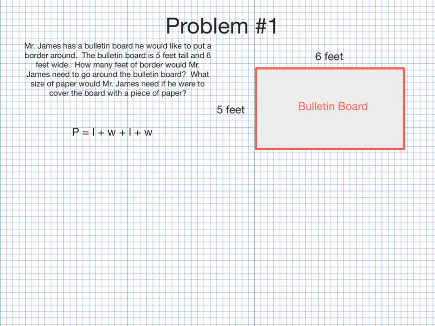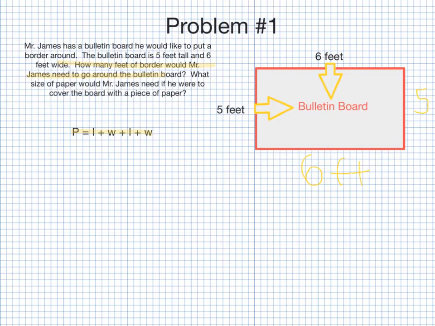The first part of this problem we will cover is the perimeter part. In this question, the part relating to perimeter is, how many feet of border would Mr. James need to go around the bulletin board? Here, the bulletin board has been labeled with the information we already know. Let's draw in what else we know. So, if the bulletin board is 6 feet wide on top, we know that it is 6 feet wide on the bottom. Also, if it is 5 feet tall, we know it is 5 feet tall on the other side. So, now we have all of our factors to be added up into the equation.